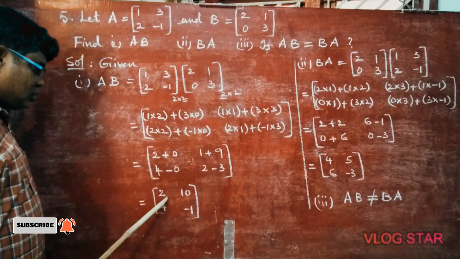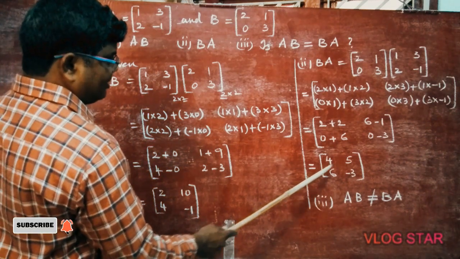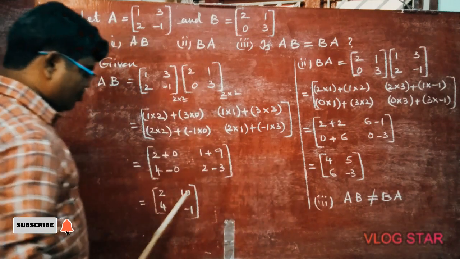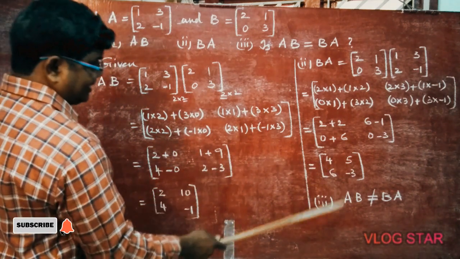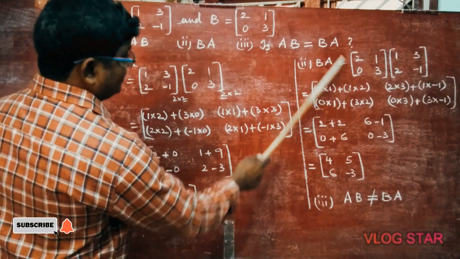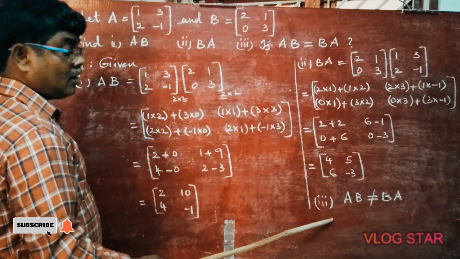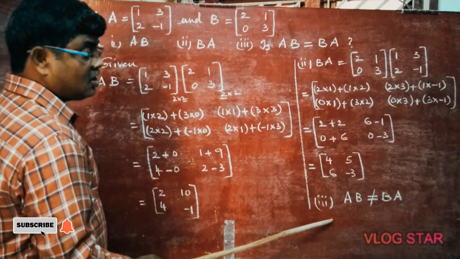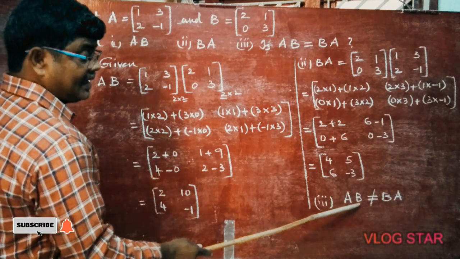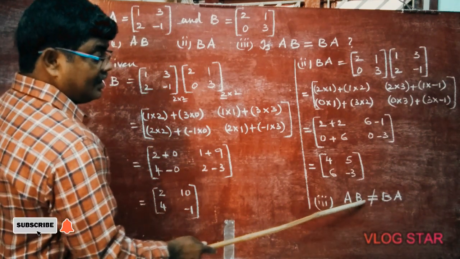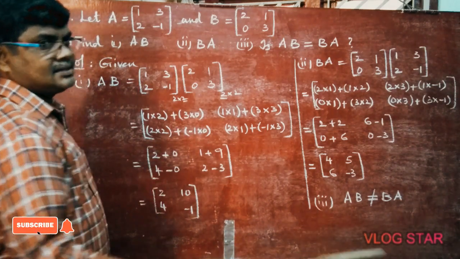AB we got as 2, 10, 4 and minus 1. And BA we got as 4, 5, 6. There is no matching, no element is matching. So they are asking whether AB is equal to BA. Not equal. Yesterday I told you the property: the commutative property under multiplication does not exist. Are you able to follow? AB is not equal to BA, so the commutative law does not exist.